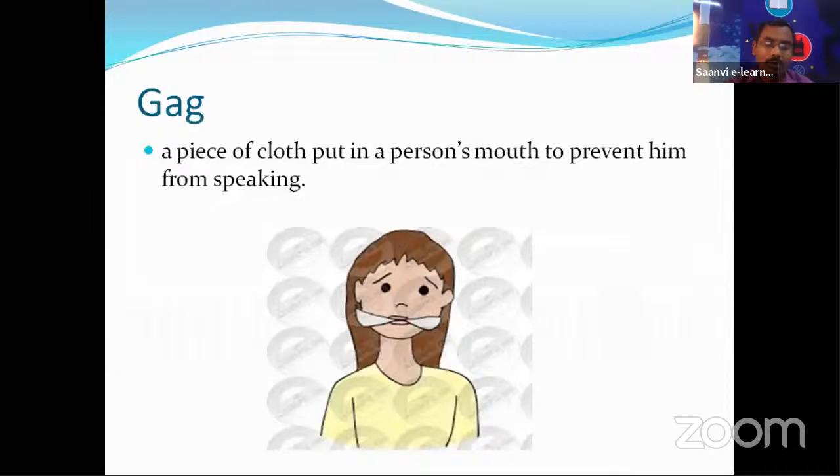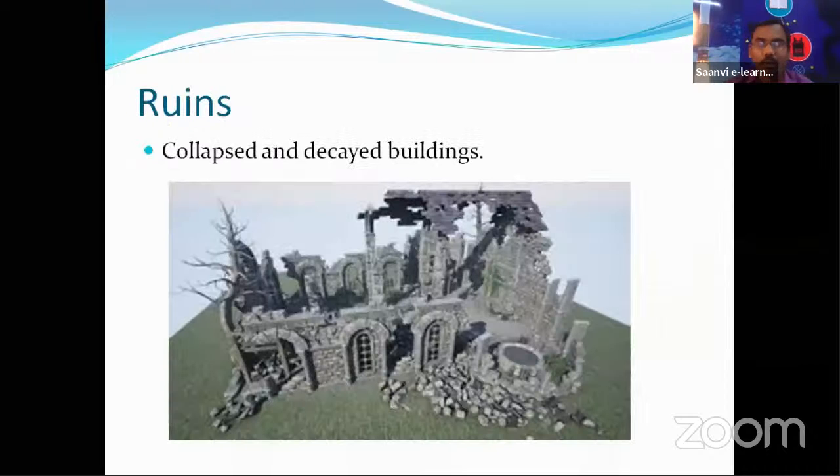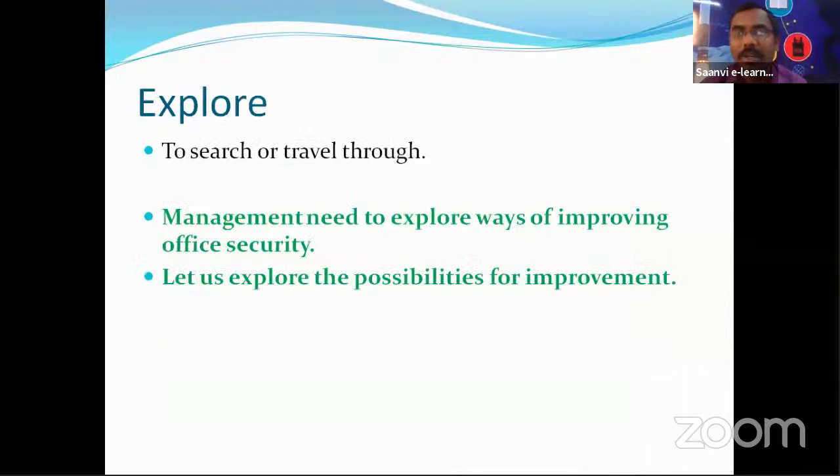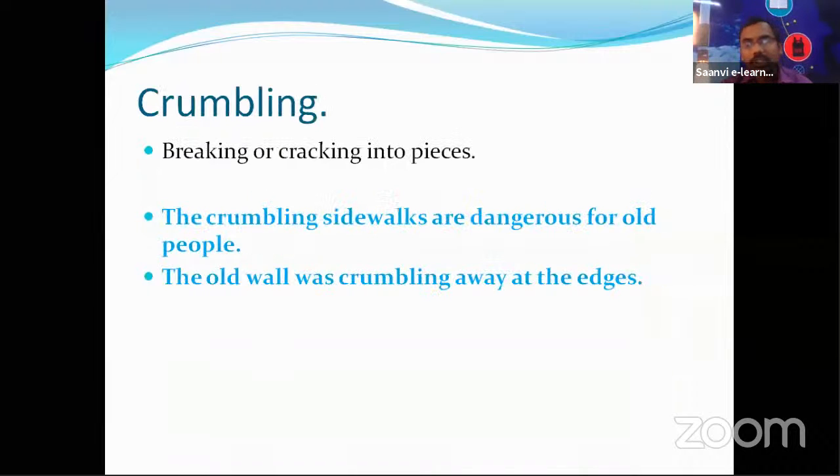Okay, once again, we will go through the vocabulary section. The first word is ruins. Ruins means collapsed and decayed buildings. Explore means to search or travel through. And the third word is crumbling. It means breaking or cracking into pieces.